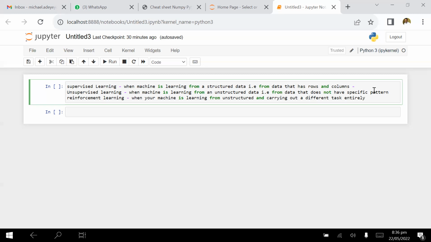So for reinforcement learning, it is learning from unstructured data and carrying out different tasks entirely. I'm just giving it in the most simplified form, right? So let me give us an example.